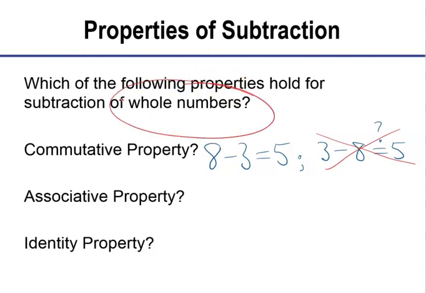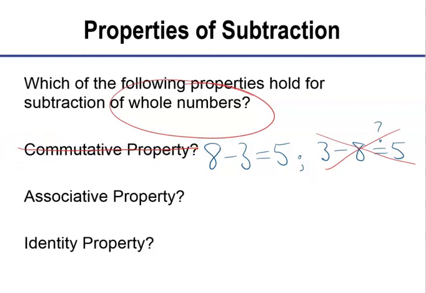As a matter of fact, subtraction is not even defined where the minuend is smaller than the subtrahend, because we don't get a whole number. Turns out subtraction is not closed in the whole numbers. It's not a closed system. So we can do 8 minus 3 equals 5, but it is not true that 3 minus 8 equals 5. So there is no commutative property of subtraction.